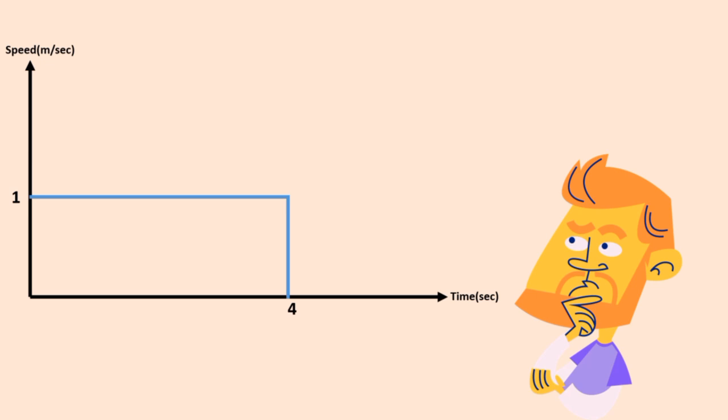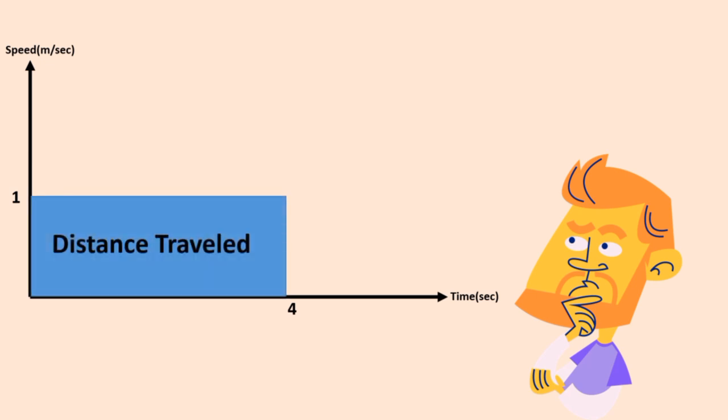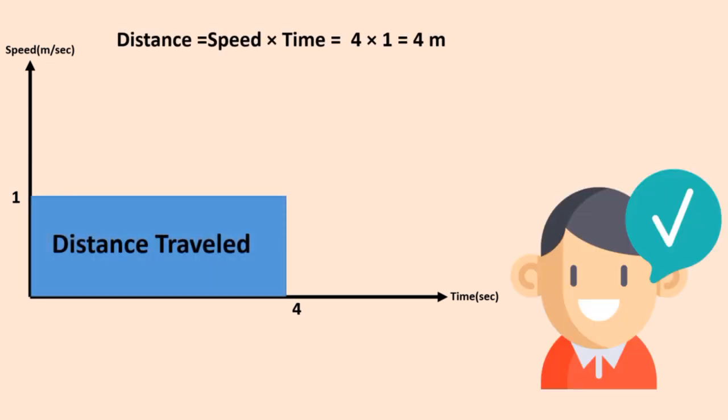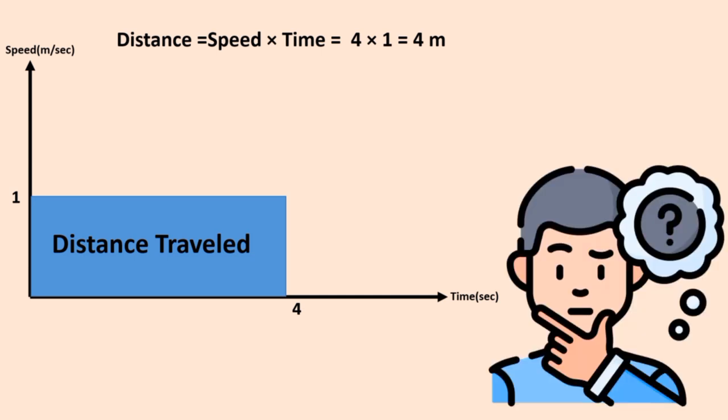Now here's the key idea. The area of this rectangle shows the total distance traveled. Then, as we know, distance equals speed times time. But what if I told you there's another way to think about this?